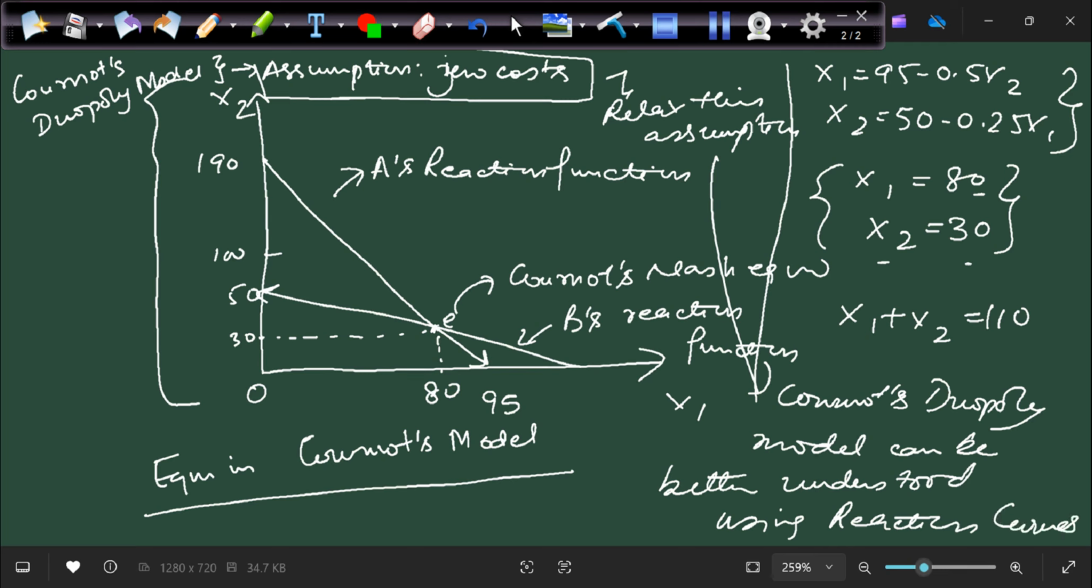So this point you have to remember, and you should not get confused, because Cournot's duopoly model is based on the assumption of zero cost, whereas the reaction function approach that we are using relaxes this assumption. Everything else remains the same in the model, but the assumption of zero cost or identical cost and identical demands is relaxed. And in that case, this equilibrium is reached, which is known as Cournot's Nash equilibrium.